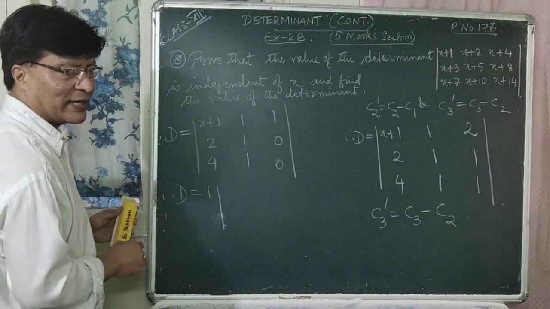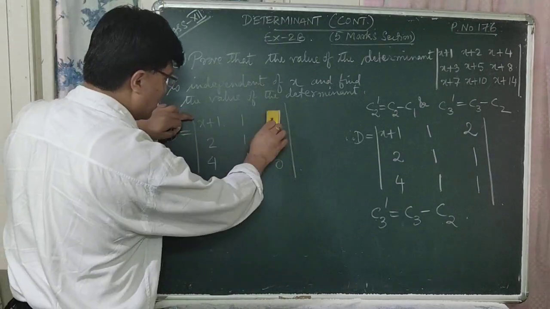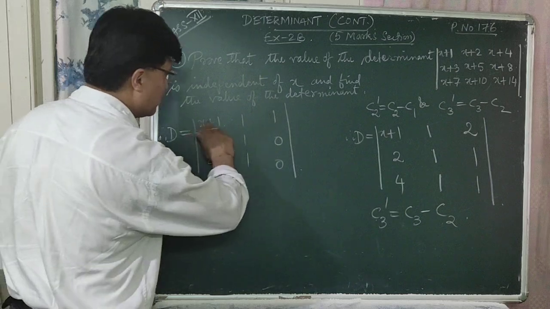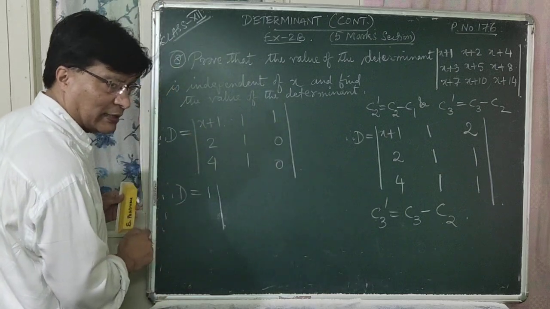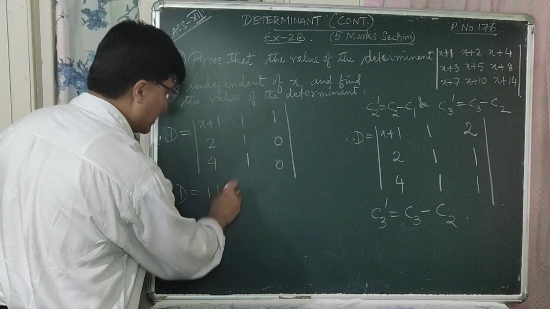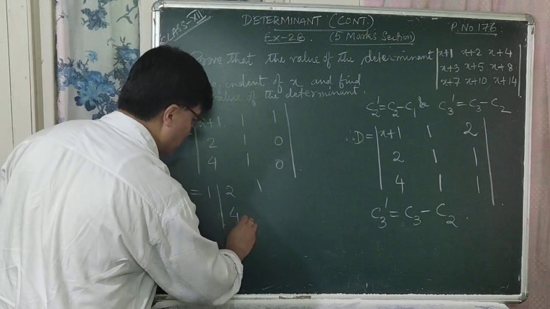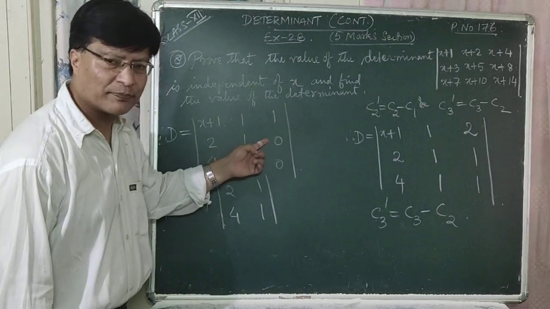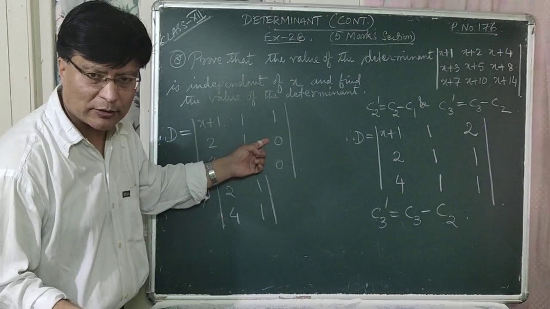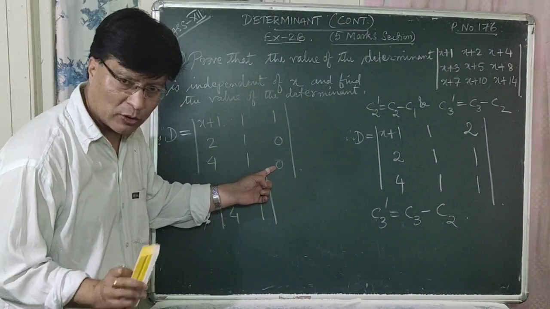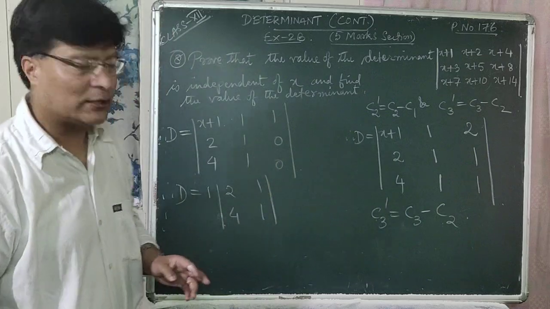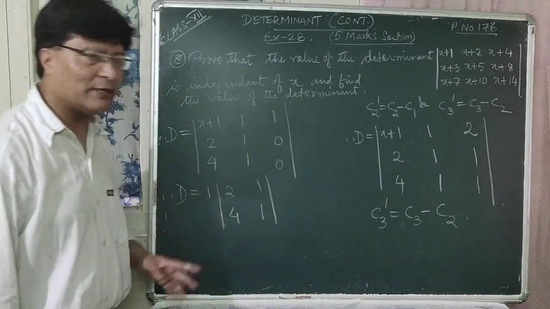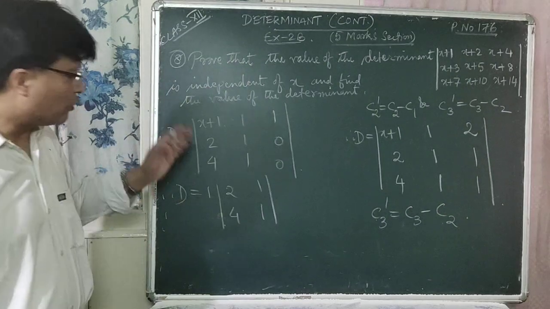So which is the second order determinant here? Delete the row and the column through that element. That is, first row and third column are deleted. Okay? What remains? 2, 1, 2, 1, 4, 1. So this is the determinant. Will you write minus 0? No. 0 into any number is always 0. And will you write plus 0? No. 0 into any number is always 0. So this is independent of what? X.